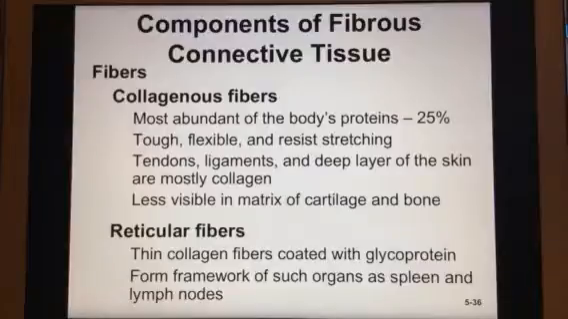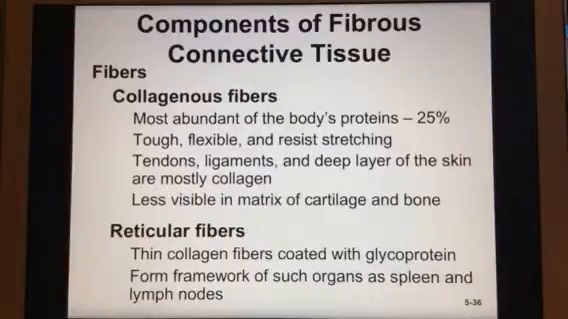We'll also see fibers in a few of these types of connective tissue. They'll usually look like long lines, and the most abundant type of these fibers are collagenous fibers. They make up 25%. They are very tough but also flexible and resist stretching. They're less visible, it's going to depend. They're less visible in cartilage and bone. We will see them in the areolar tissue.